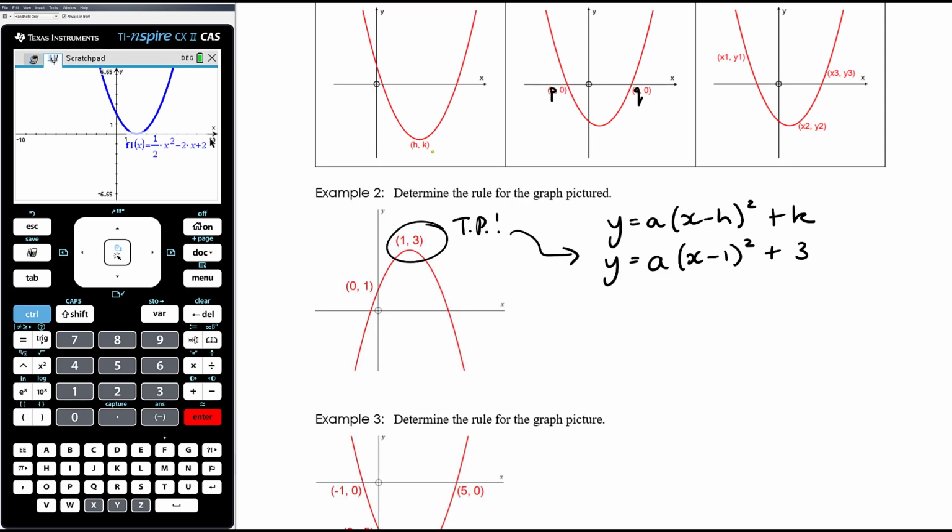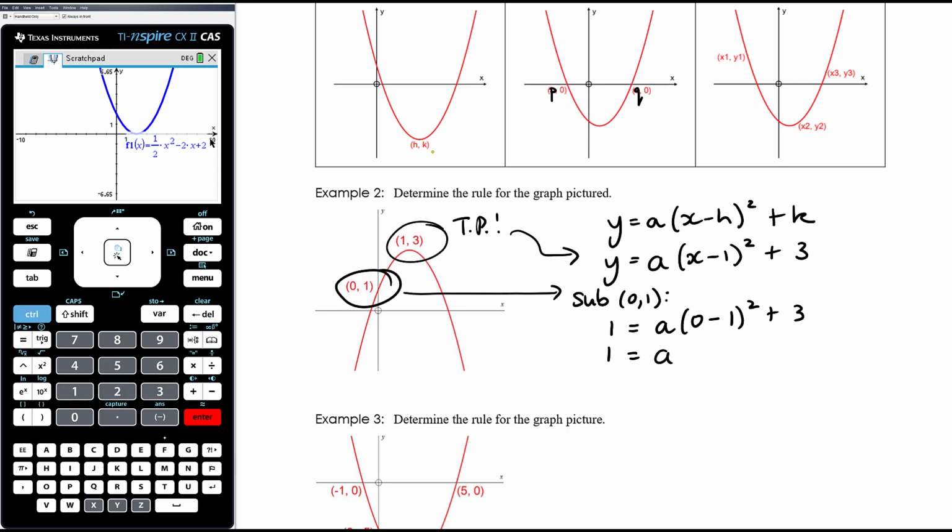Okay, so now we need to find a, and we've got another point here that we can use to find a. So we're going to substitute the point (0, 1), which means when x equals 0, y is equal to 1. So 1 equals a times (0 minus 1) all squared plus 3. Negative 1 all squared is just positive 1, so that's just going to be a plus 3. Taking away 3, a is negative 2.